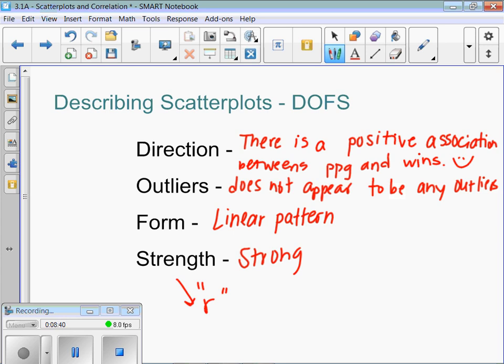So to write this in one sentence, you would say there is a strong, positive, linear association between wins and points per game. There are 3 words you're looking for: strong, linear, and positive. And then outliers can be a separate sentence. You either have them or you don't.